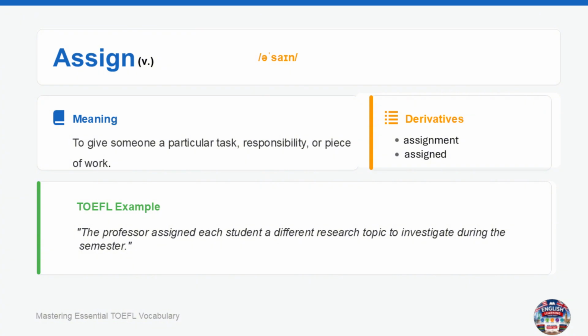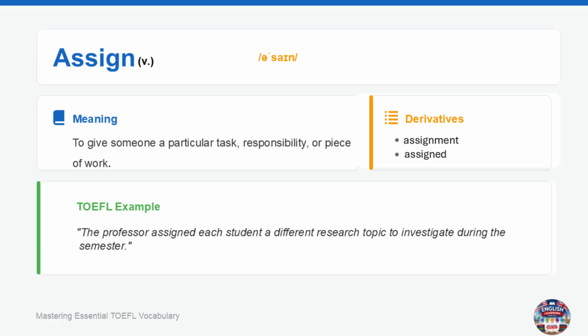The professor assigned each student a different research topic to investigate during the semester. Here's your final TOEFL-style question. Why did the professor assign different research topics to the students? Because each student was expected to investigate a different topic during the semester.